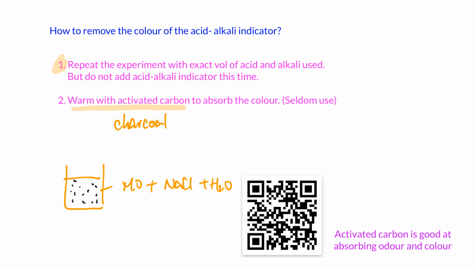Then the activated carbon will have holes in it, where they may trap the methyl orange, and then the methyl orange will be gone, and you will have the sodium chloride left behind. So we seldom use this one because it takes time, and also it's not completely colorless. So the better way, I recommend you the first statement. This QR code, you can also scan it to see the function of activated carbon to absorb odor and also color.